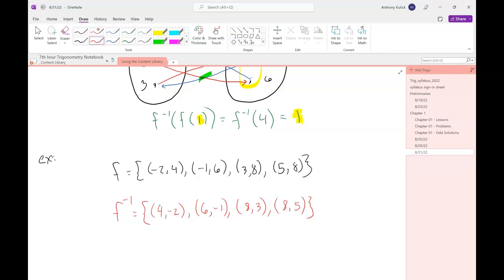What are we doing here to get these points? Just switching the x's and y's, right? Again, f is sending -2 to 4, so f inverse needs to send 4 back to -2, and so on. Look at f inverse. Is that a function? Nope. What's the problem? Yeah. This is basically saying we're taking 8 and sending it to 3, but also sending it to 5.